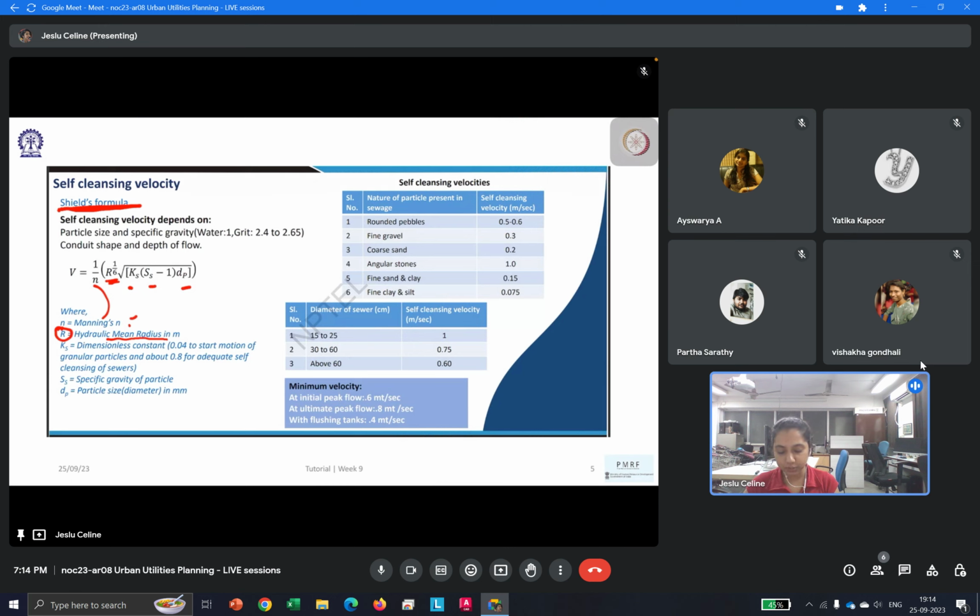Then next, Ks is a dimensionless constant. You get it from the start of motion of the granular particles, about 0.48 for adequate cleansing. So it depends upon the motion of the granular particle. Then you have s, which is the specific gravity of the particle. So that is what is asked over here.